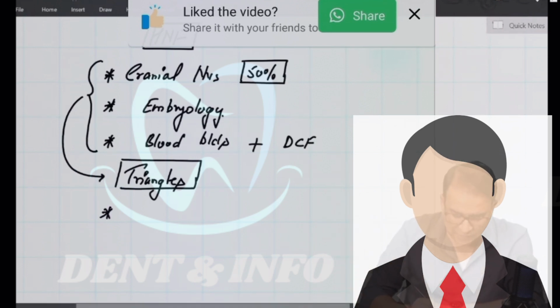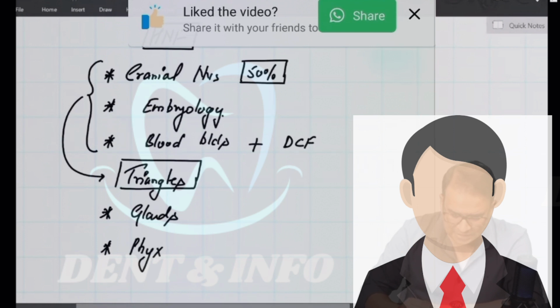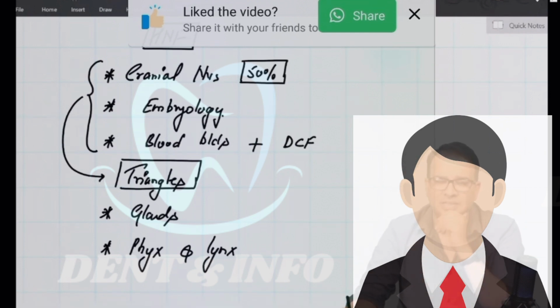After that, I will take you on a journey to the glands. We'll discuss all the major glands: the parotid gland, thyroid gland, lacrimal, submandibular, and sublingual. And finally, we will talk about the pharynx and larynx. The pharynx and larynx we'll keep for the last. So this is the approach that I will take in the head, neck, and face.